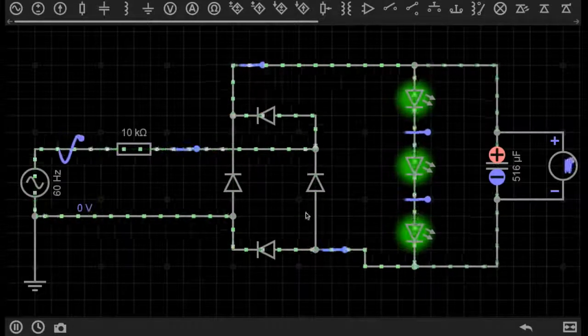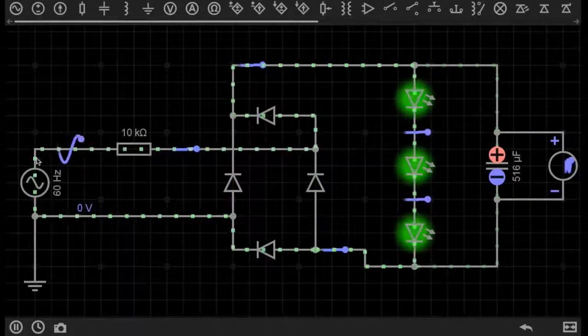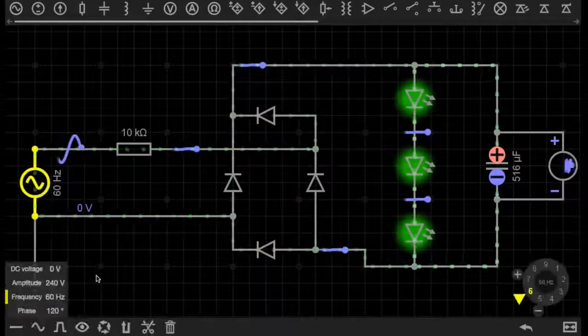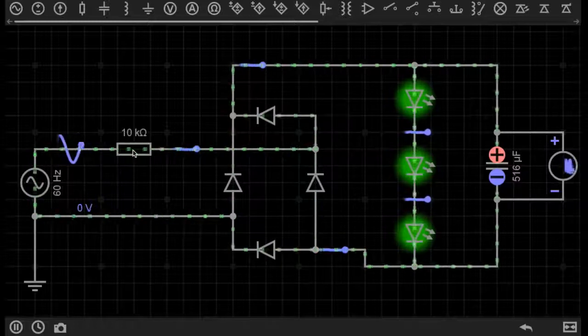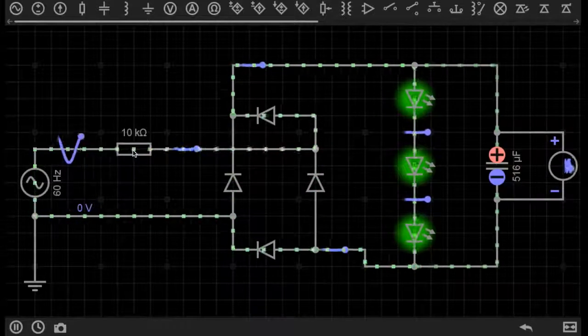So if we look at the circuit here, I've basically got an AC power supply, so it's running at 240 volts AC at 60 Hertz, or pulsing back and forth 60 times a second. And I'm running it through a resistor, not something you would normally do, but for the sake of simplicity, I'm using the resistor to reduce the current, just enough to power these LEDs.